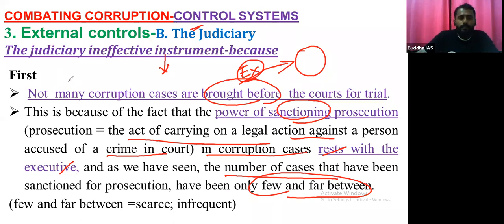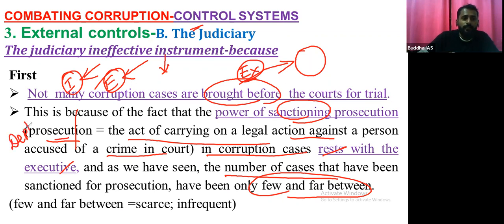So here, say for example, an IAS officer is found guilty of corruption. Then it is the executive who has to give permission, whether it's in the lower order or the higher order. Executive is not giving permission to most of the cases. Here, one point you have to keep in mind: we are talking with respect to prosecution, not departmental inquiry.